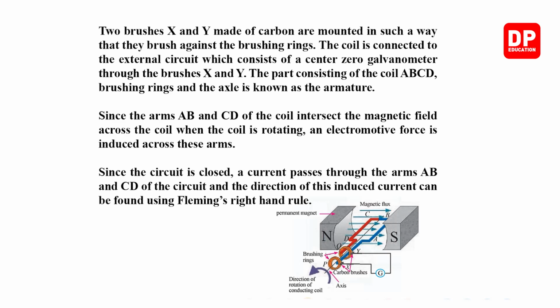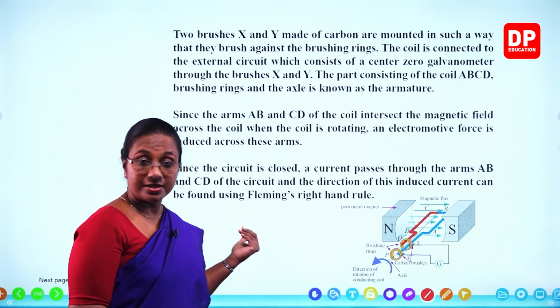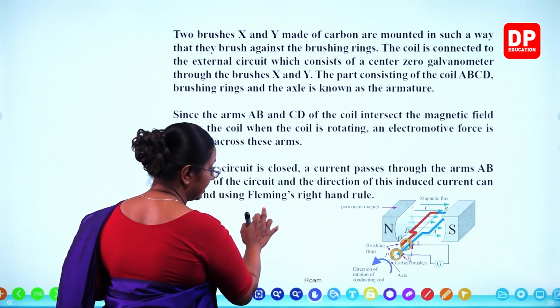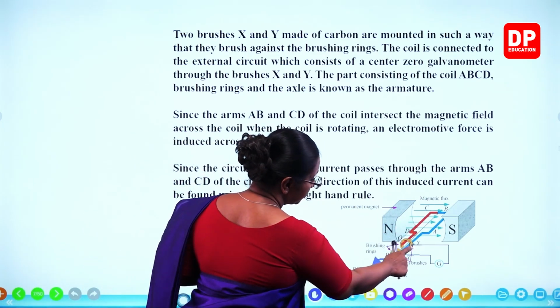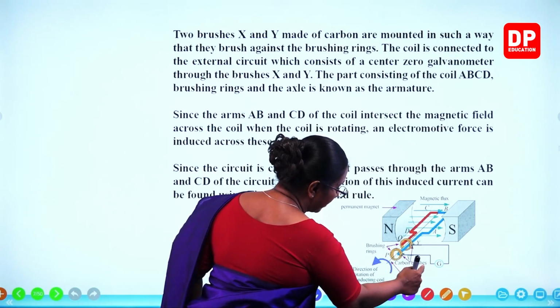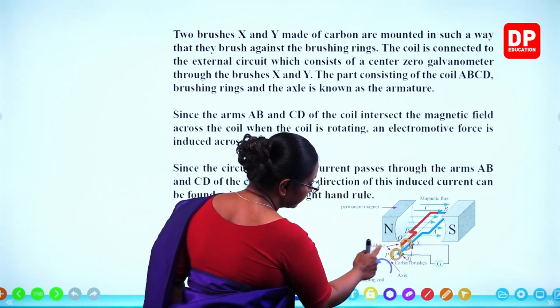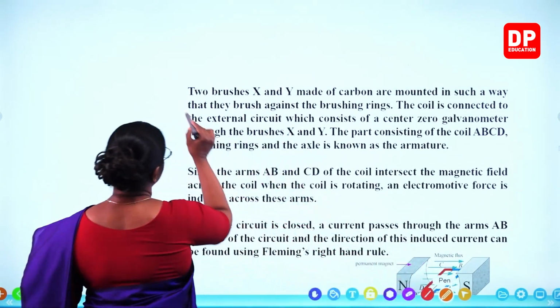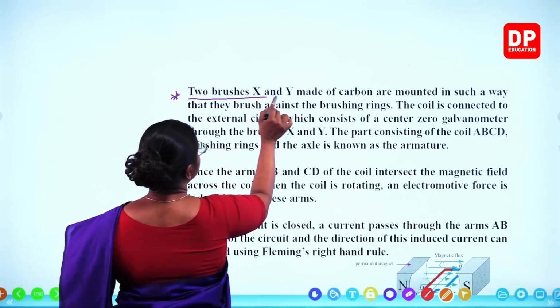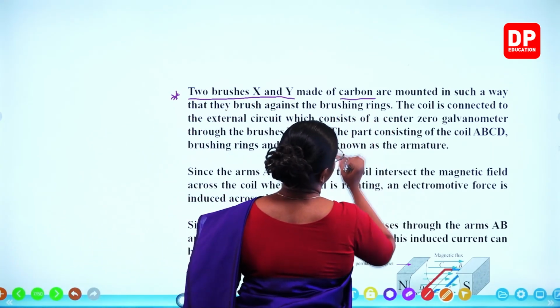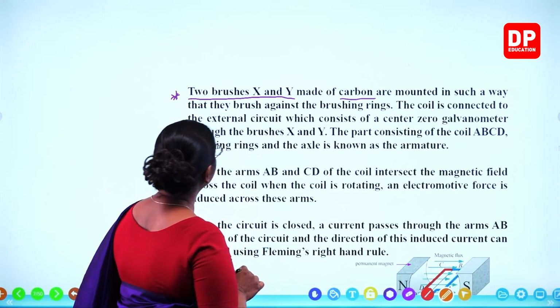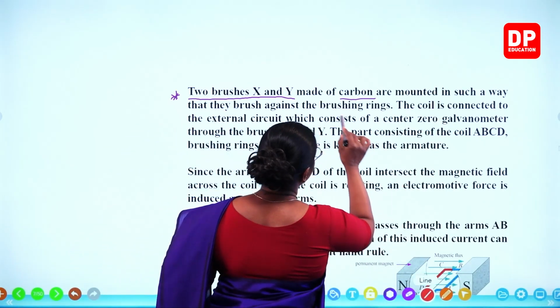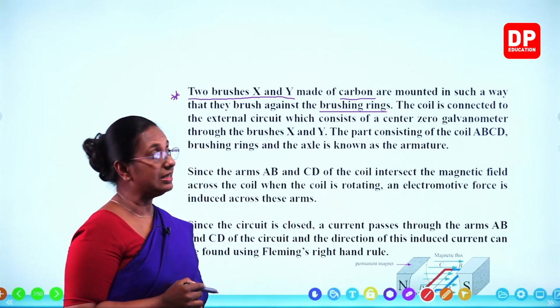So there are two brushes X and Y made of carbon mounted in such a way that they brush against the brushing rings. I explained that with the diagram. You can understand that. Here also the diagram is given. So you can see X and Y are the carbon brushes. They brush against the brushing rings. So you have to be familiar with these terms.